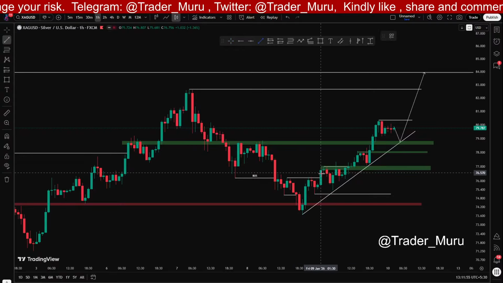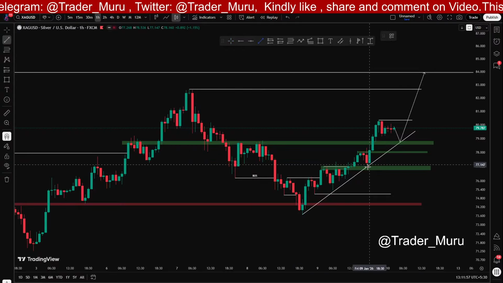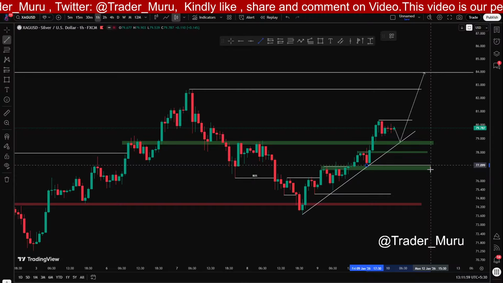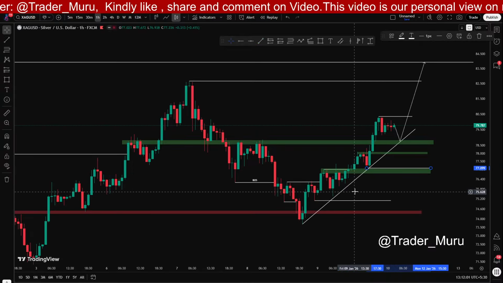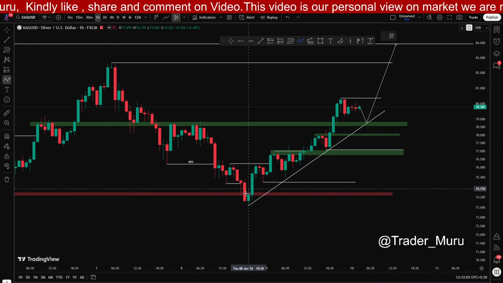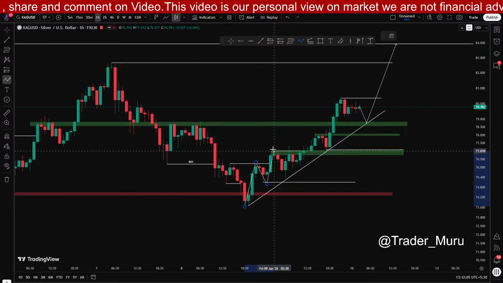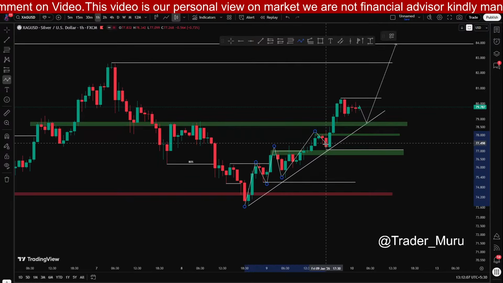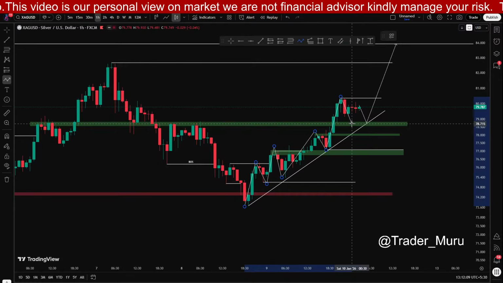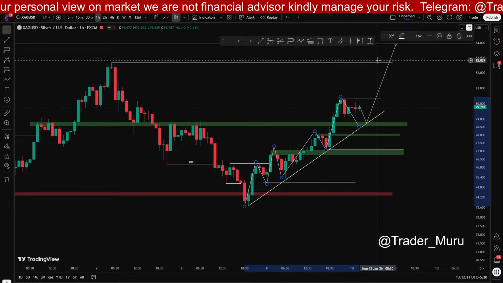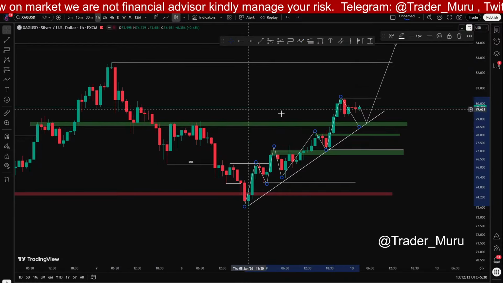And for maintaining this uptrend, price should not break below this low of 77, because as you can see, this is our higher high, higher lows, and price should maintain this structure to create new high here.